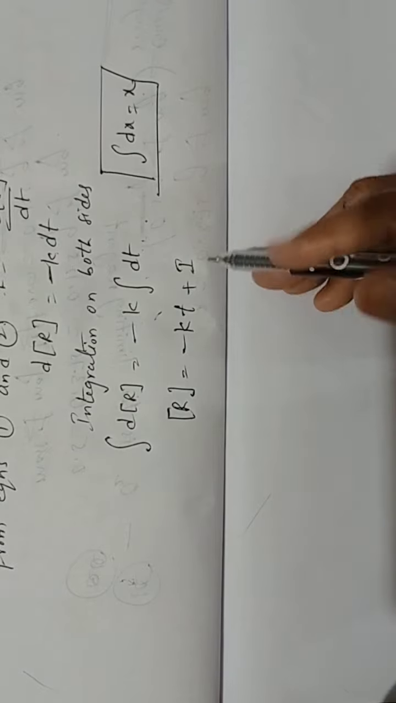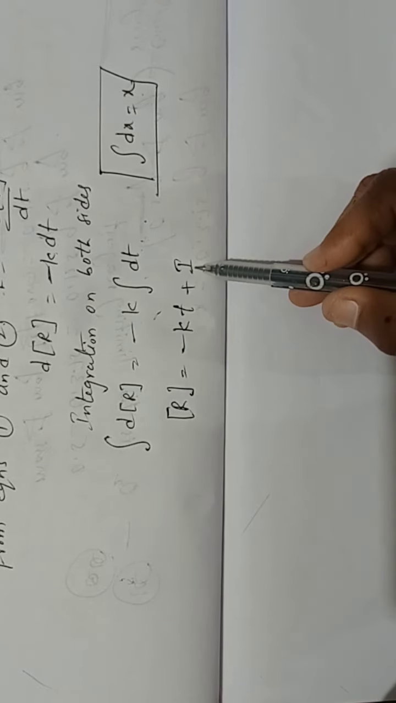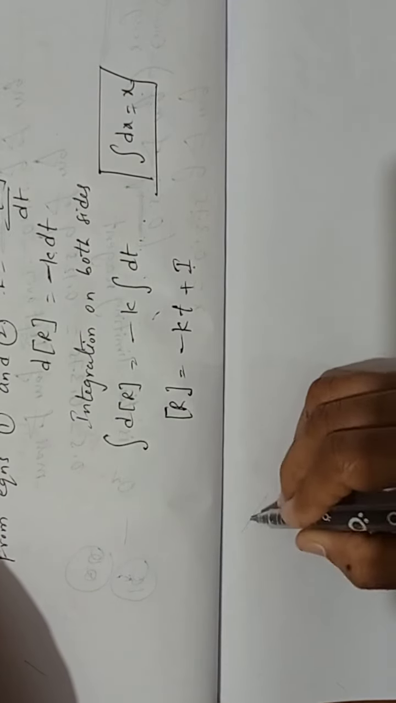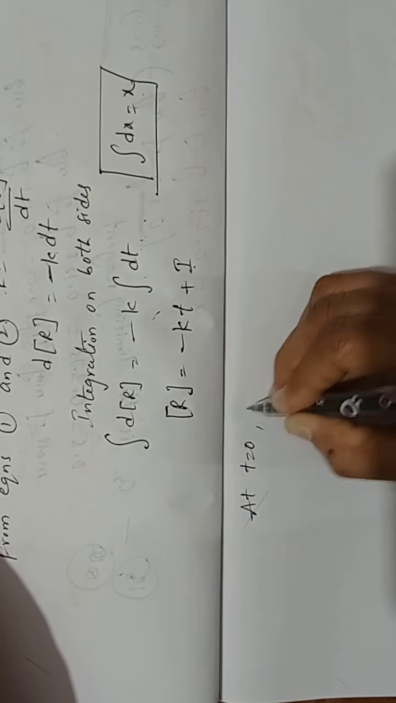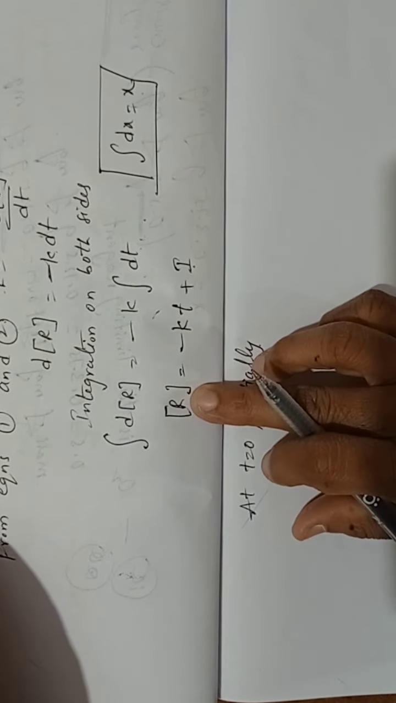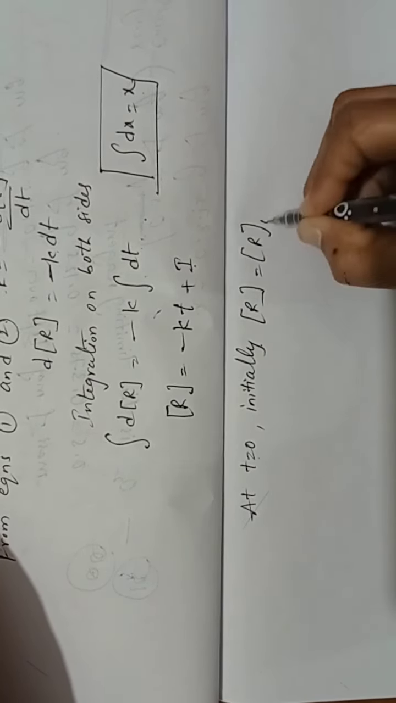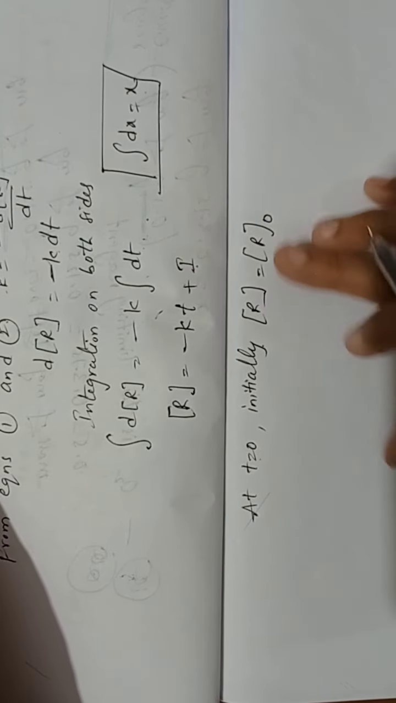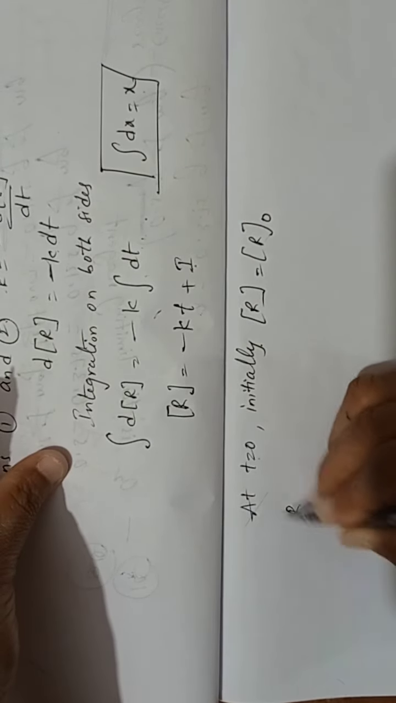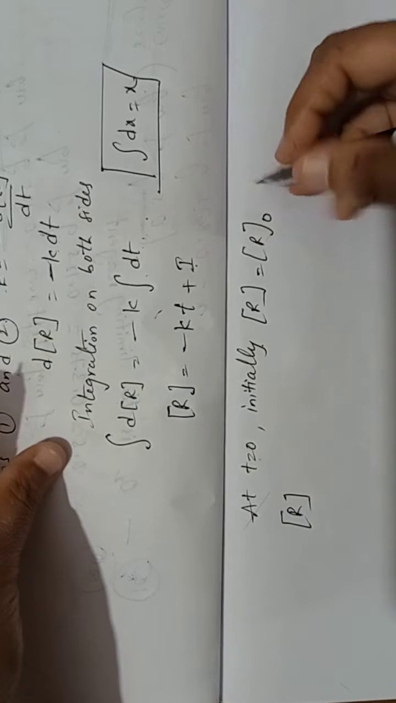Now I want to calculate the value of I, the integration constant. To calculate it, I am taking t equal to 0. At t equal to 0, the concentration of the reactant is equal to the initial concentration of the reactant. That means [R] equals [R]0. Understood? Initially, [R] equals [R]0 and t equals 0, so substitute these values in this equation.